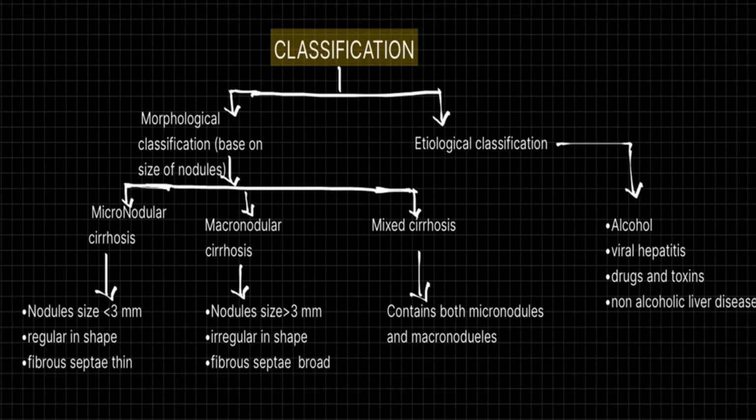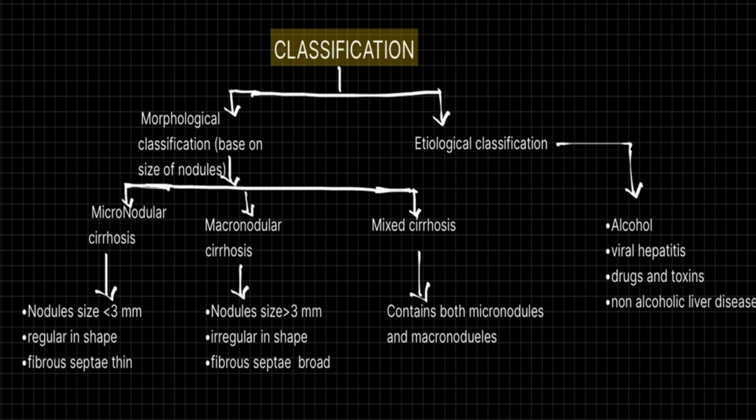Now let's discuss the classification of liver cirrhosis. It is mainly classified into two sections. The first one is the morphological classification and the second one is the etiological classification. The morphological classification is based on the size of the regenerating nodules, and based on this, it is classified into three types, that is micronodular cirrhosis, macronodular cirrhosis, and mixed cirrhosis.